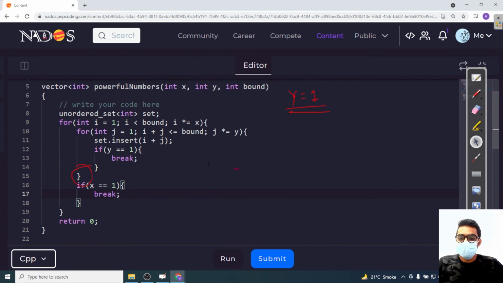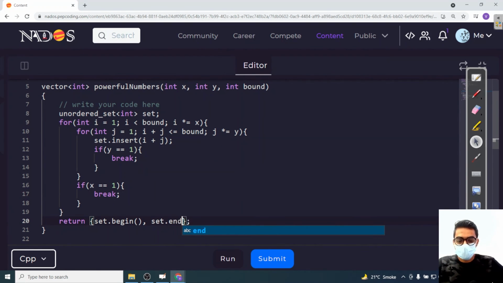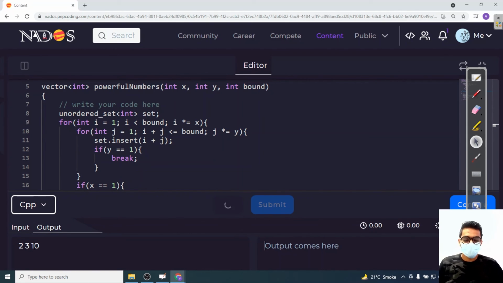Now after that we need to return this answer into a vector array. Let me clean this first. So we need to return our answer into a vector, writing set dot begin and set dot end. So this is our code. Let's try to run this code on the sample test case. It ran successfully, and it is in sorted order also.